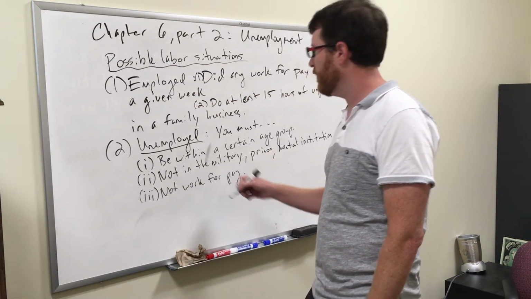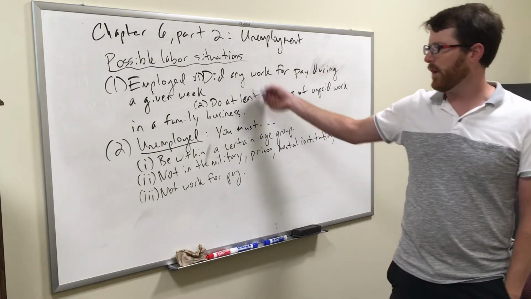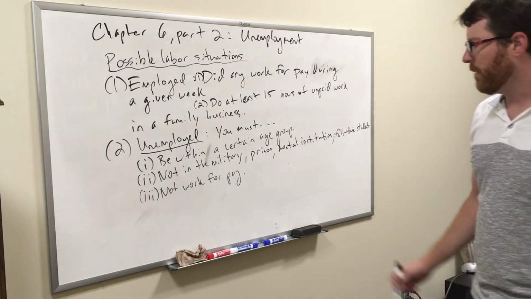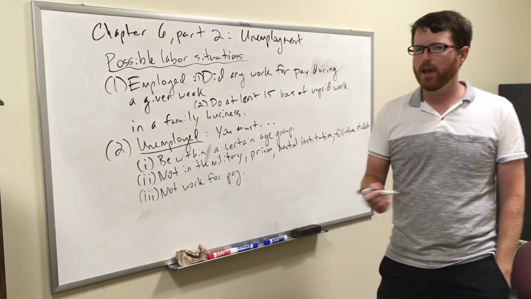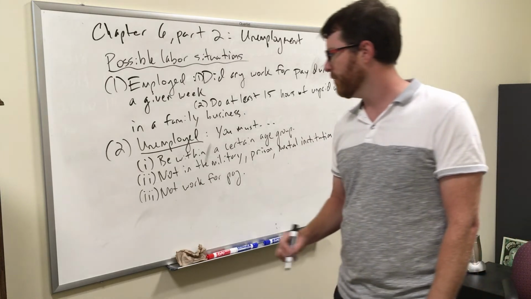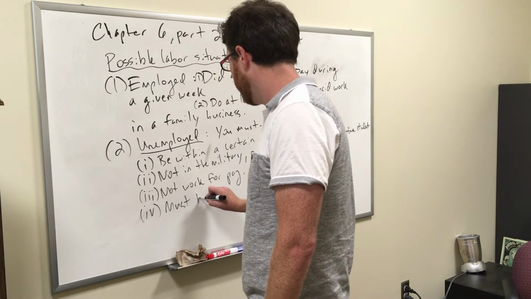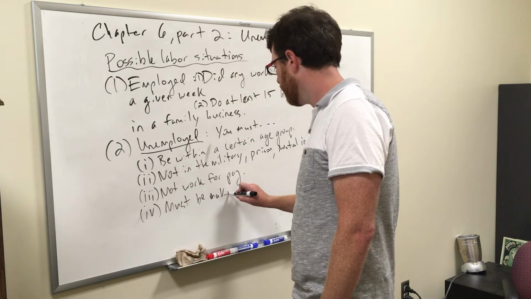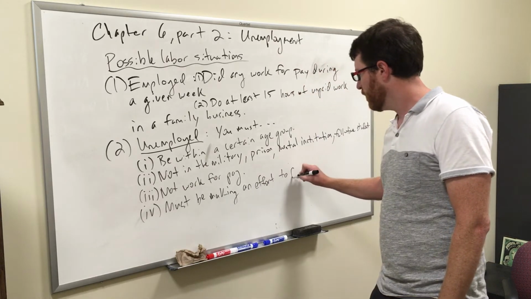In other words, you must not be employed. You must not fall into one of these categories up here. And that means at all, right? Even if you do that one swim lesson, you're employed at that point. So you can't be both employed and unemployed. And then the fourth one here is you must be making an effort to find a job.